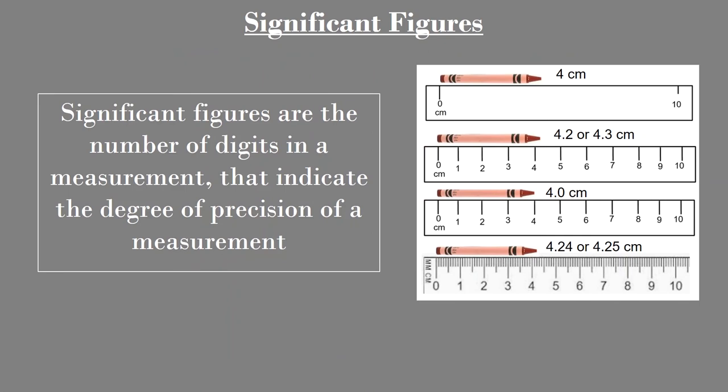Okay, so let's look at the topic of significant digits. Significant figures are also sometimes called significant digits. They are the number of digits in a measurement that indicate the degree of precision of that measurement. In other words, these are the numbers that are within the ability of the measuring device to precisely measure, and a measurement with more significant digits is called more precise.